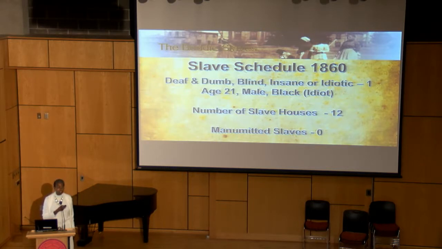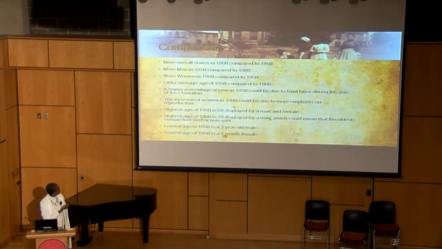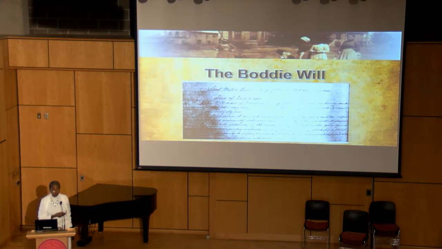Okay. And so this is going to help us when we start doing the archaeology, when we start looking for where the slave houses were, we know that there were 12, okay? And manumitted, didn't know what this word meant until I looked it up, slaves that were freed, okay, which is 0, okay? Now, we've done our comparison here. This is the Bodie will, okay?